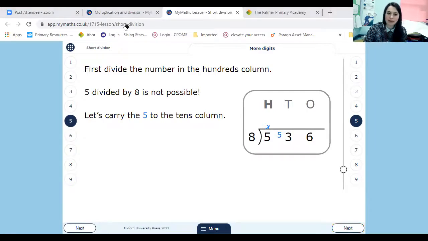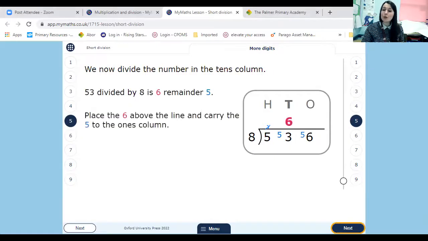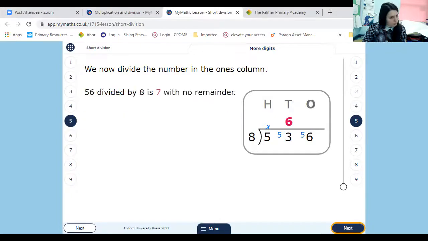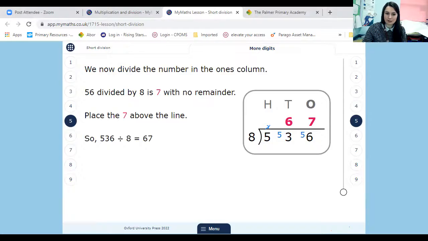So now we're doing into 53. So let's use our times tables. 8. Think what comes next? 16, 24, 32, 40, 48. That's as close as I can get to 53 without tipping over. That went in 6 times with a remainder of 5 because I should have got to 53 and I only got to 48. Now that's my final remainder of 5 and I know that goes in 7 times. 8 times 7 is 56 exactly. So therefore my answer is 67.